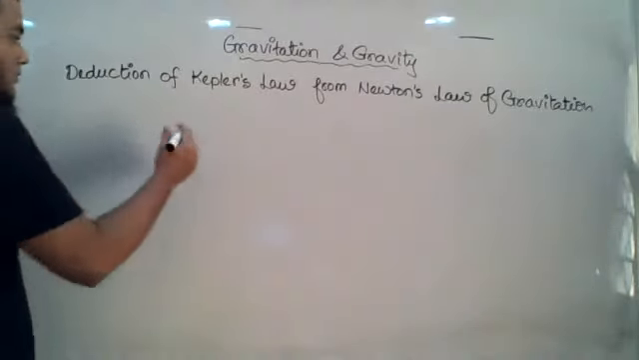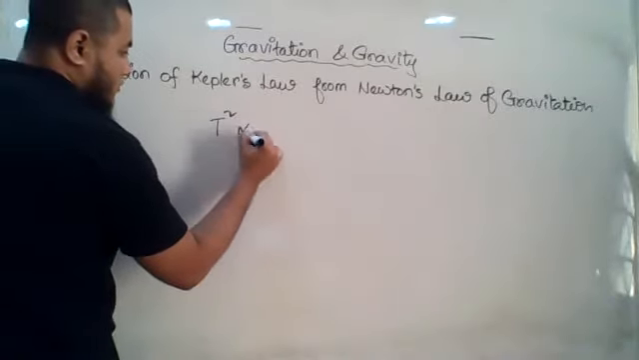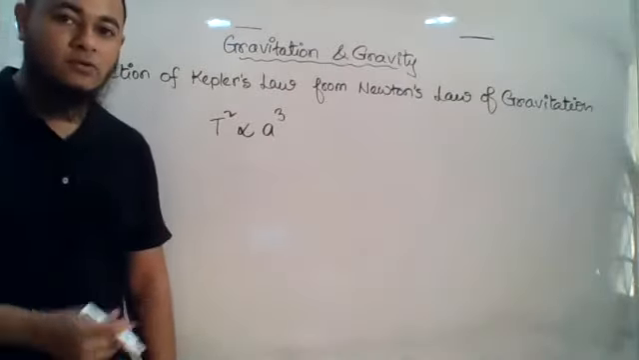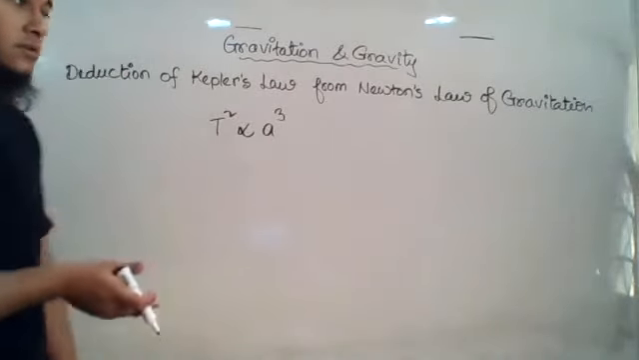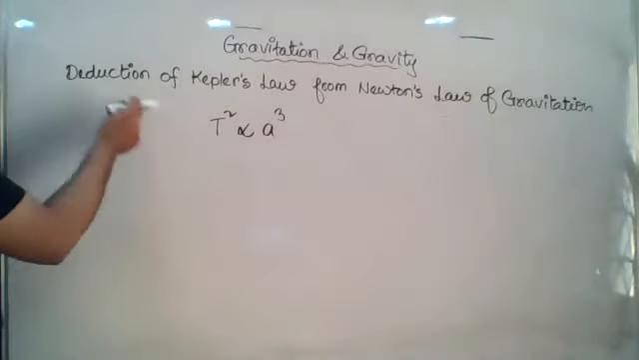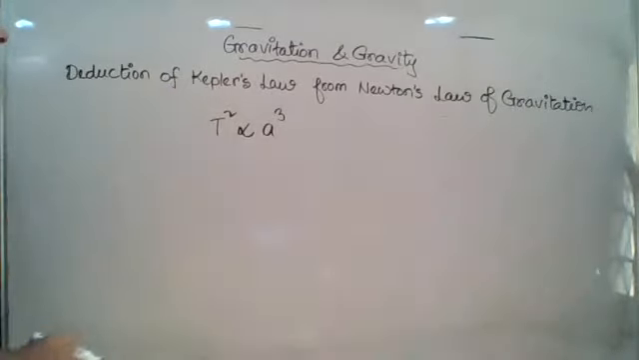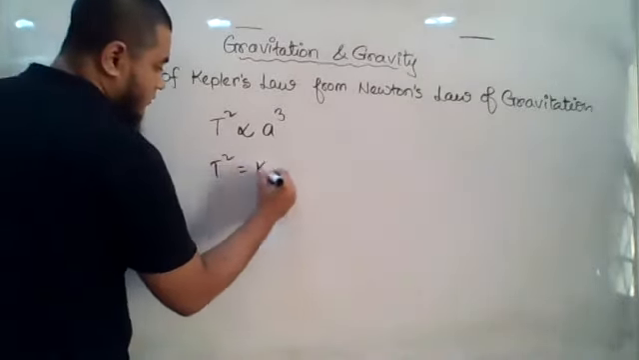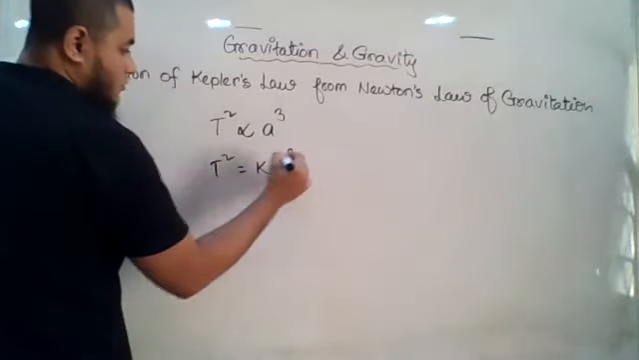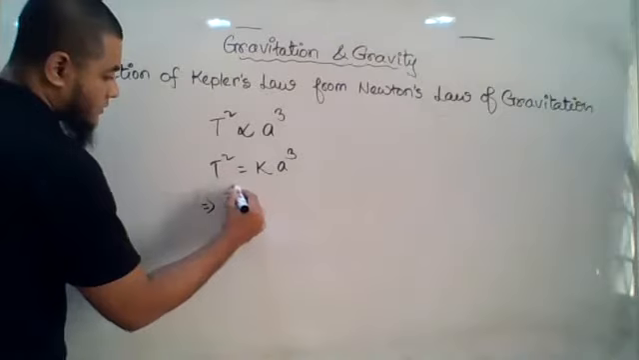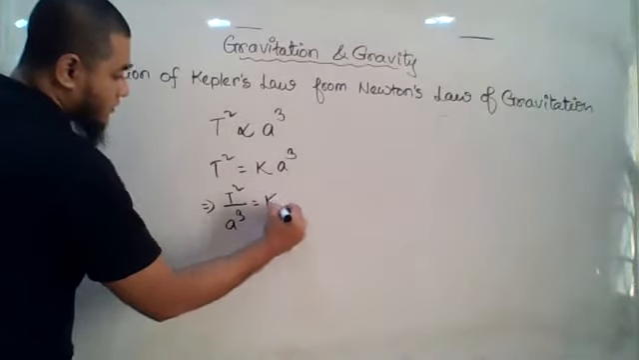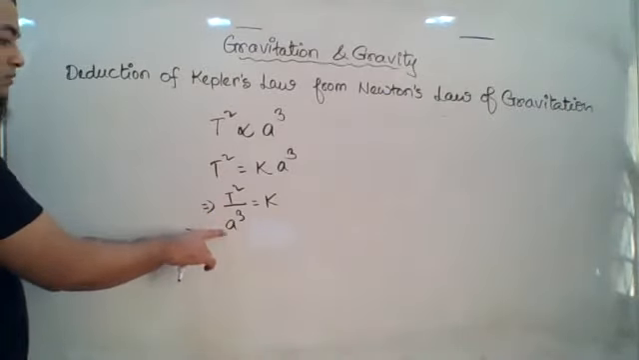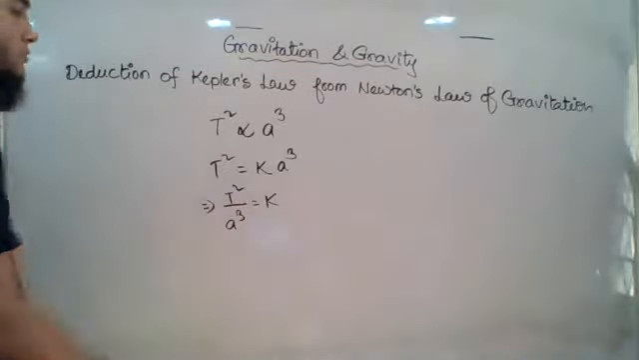Now, T square is proportional to a cube. I just wrote this line and couldn't get the time to explain it, so let me explain it a little bit before I start the deduction of Kepler's law from Newton's law of gravitation. We have to introduce a constant in order to put an equal sign, so T square divided by a cube will be equal to that constant. That means the ratio of the square of the time period and the cube of the semi-major axis will always be a constant.